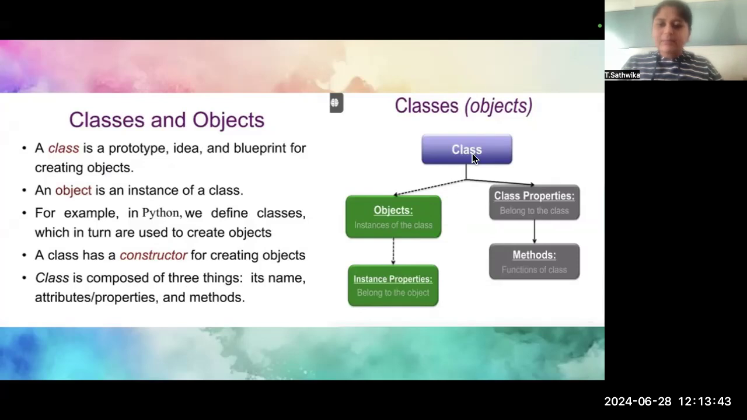A class is divided into two parts: the objects, which are termed instances of the class, and the class properties, which belong to the class. Objects are further divided into instance properties, which belong to the object, not the class. And the class properties are further divided into methods. Methods are the functionalities of classes.